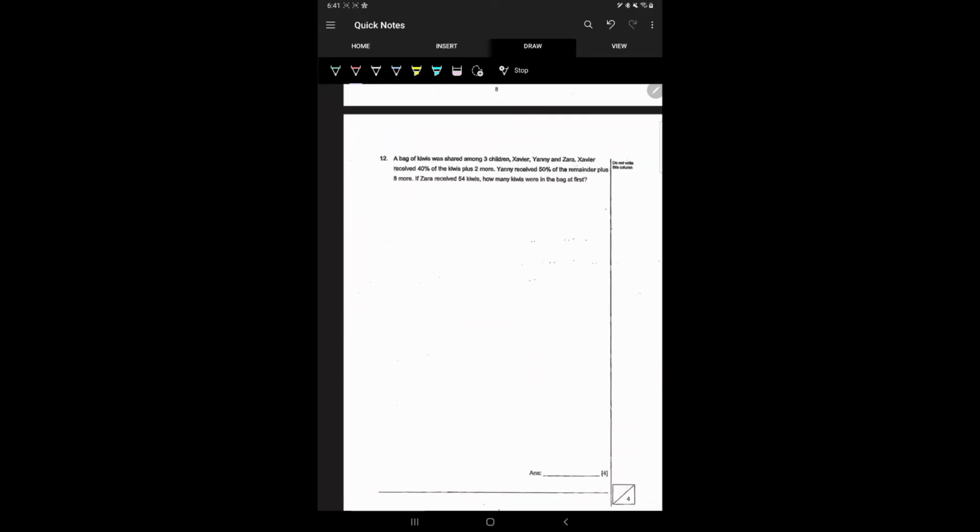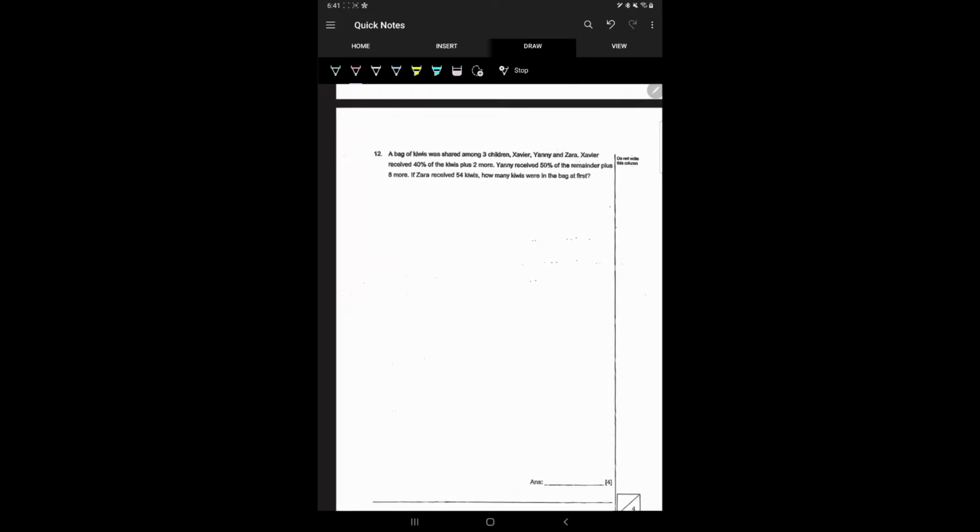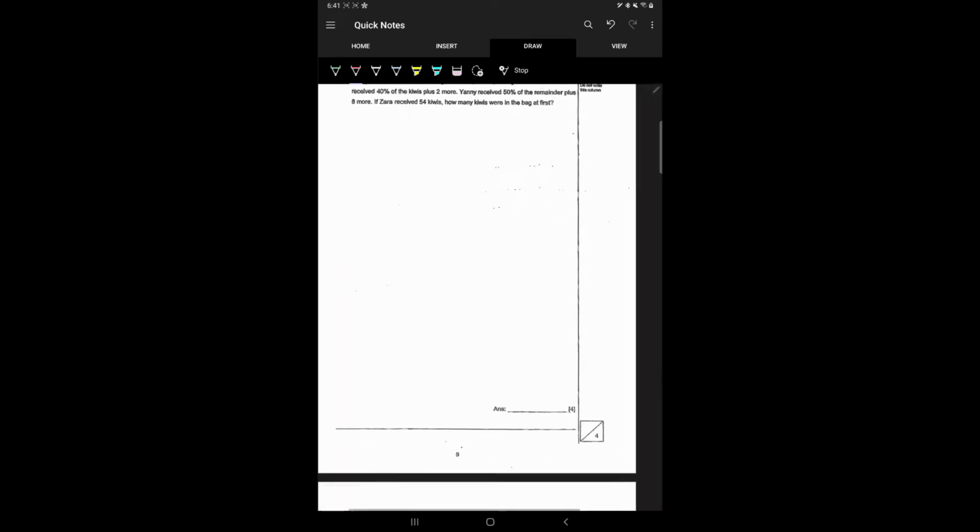Okay, so question number 12. You are told a bag of kiwis is shared between 3 children. So the first guy, Xavier, received 40% of the kiwis plus 2 more. Yanni received 50% of the remainder plus 8 more. And Zara received 54 kiwis. So you have to find how many kiwis are there in the bag in the first place.